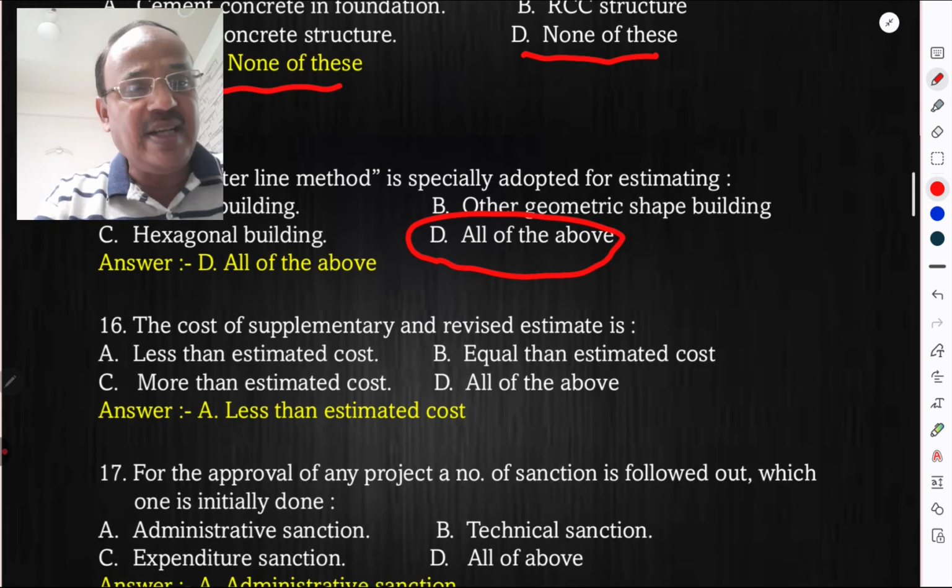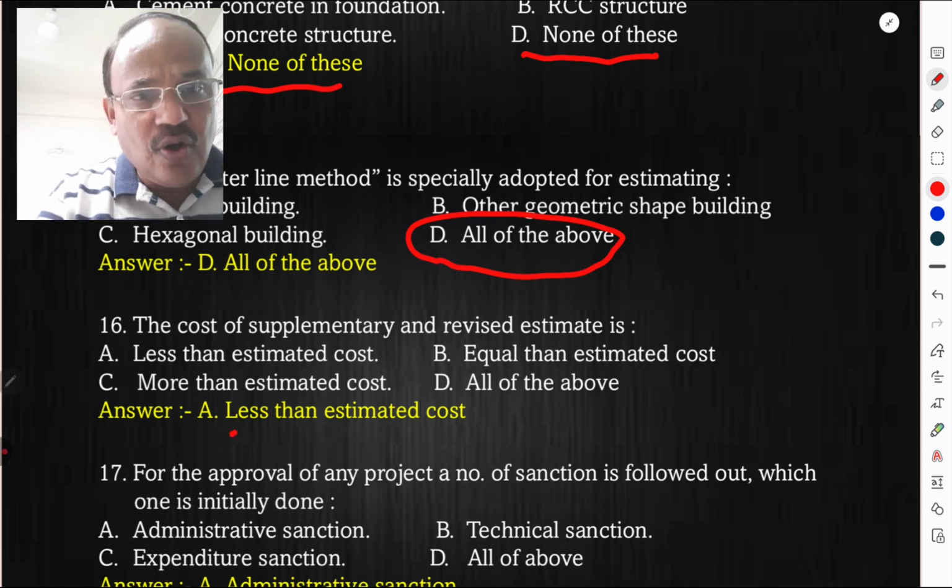The cost of supplementary and revised estimate is less than estimated cost, equal to estimated cost, more than estimated cost, or all of the above. The cost of supplementary and revised estimate is less than estimated cost.